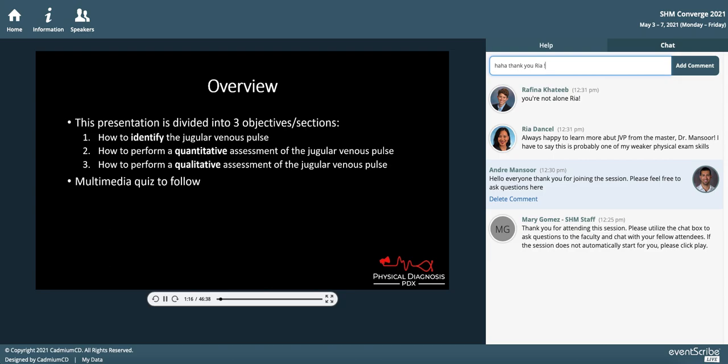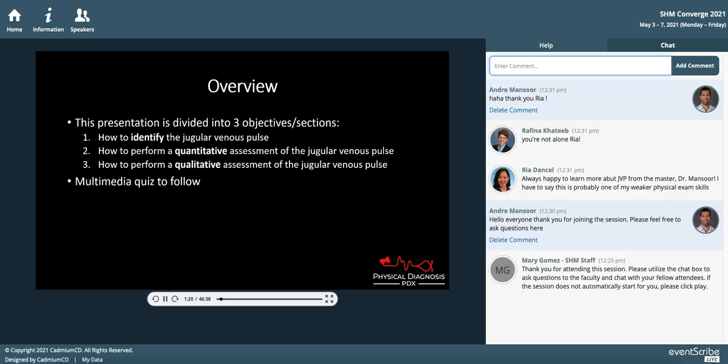Our approach to the jugular venous pulse includes three separate but related components. The first component is simply identifying the jugular venous pulse, and then from there performing a quantitative assessment and then a qualitative assessment. We'll talk about each of these components in some detail, and then we'll bring it all together at the end with a multimedia-based quiz.